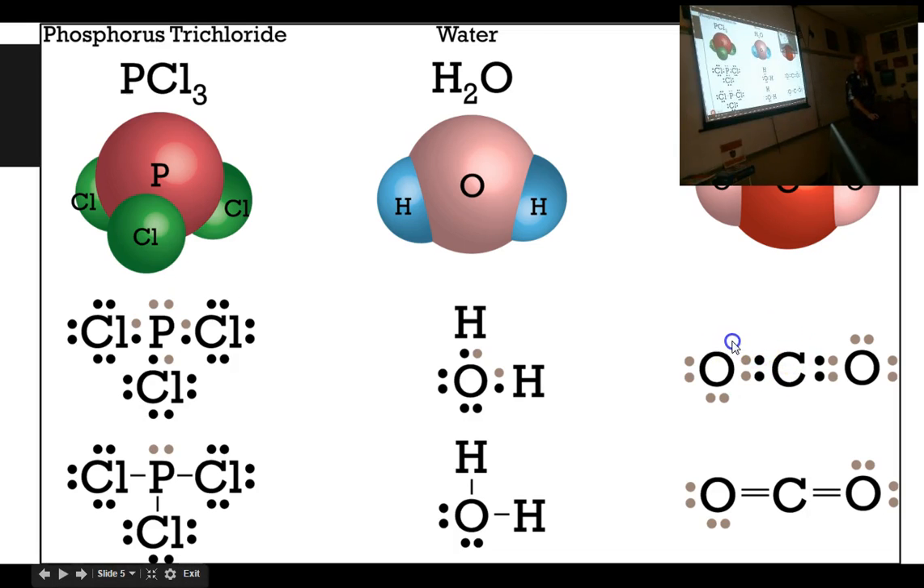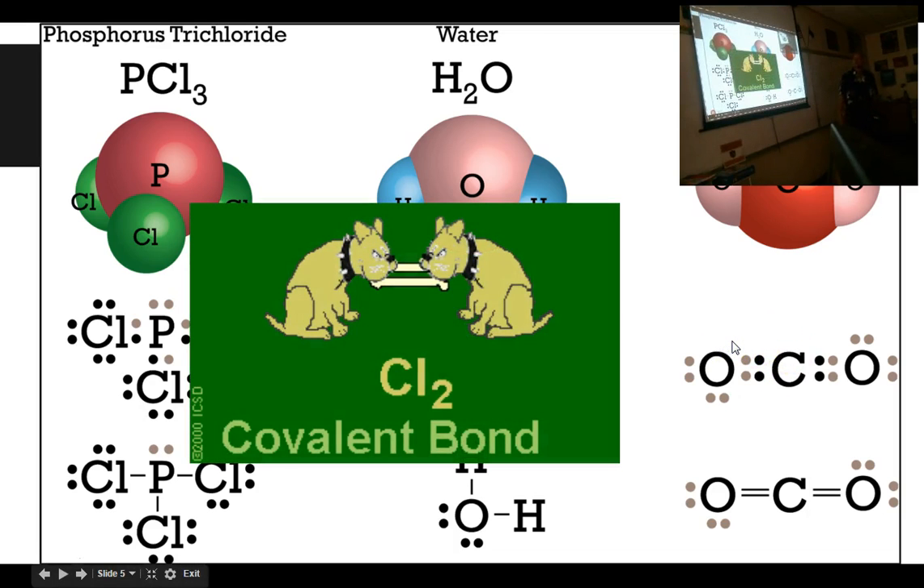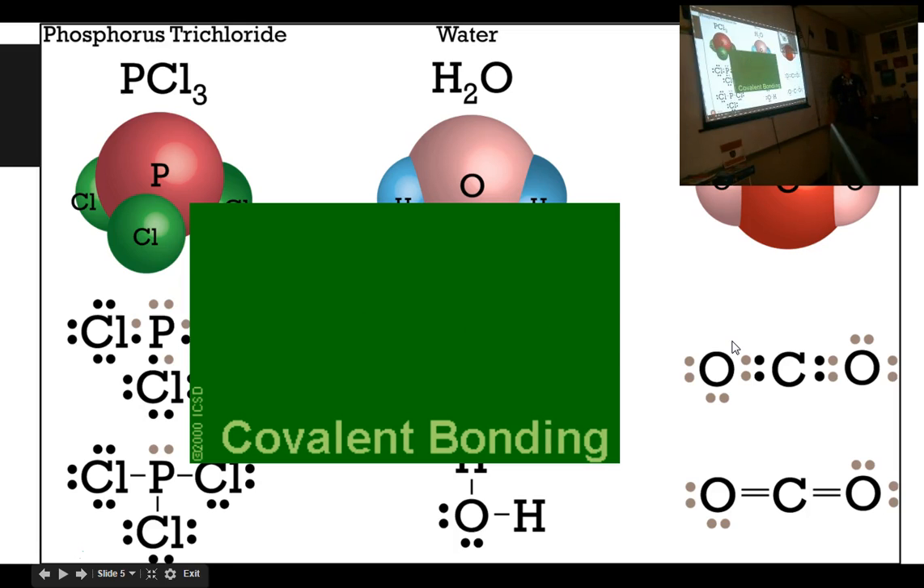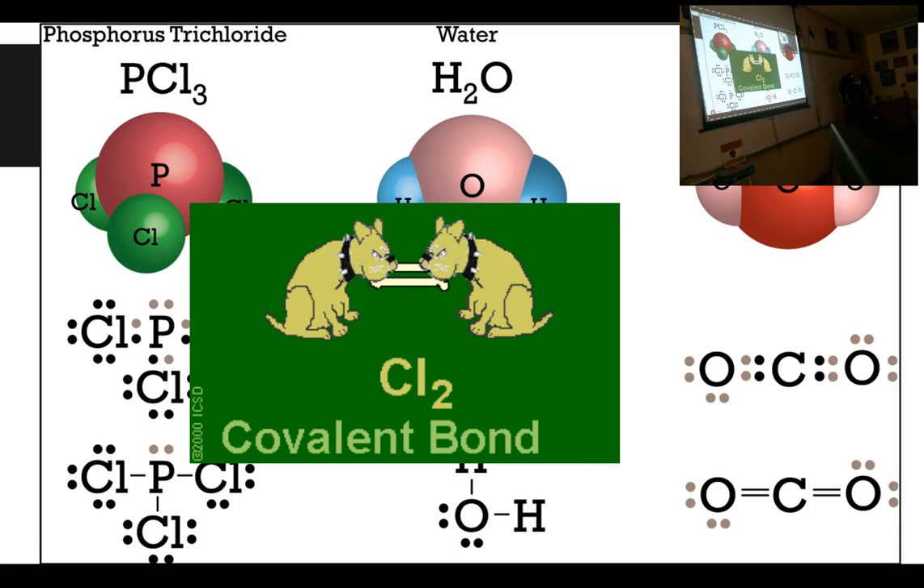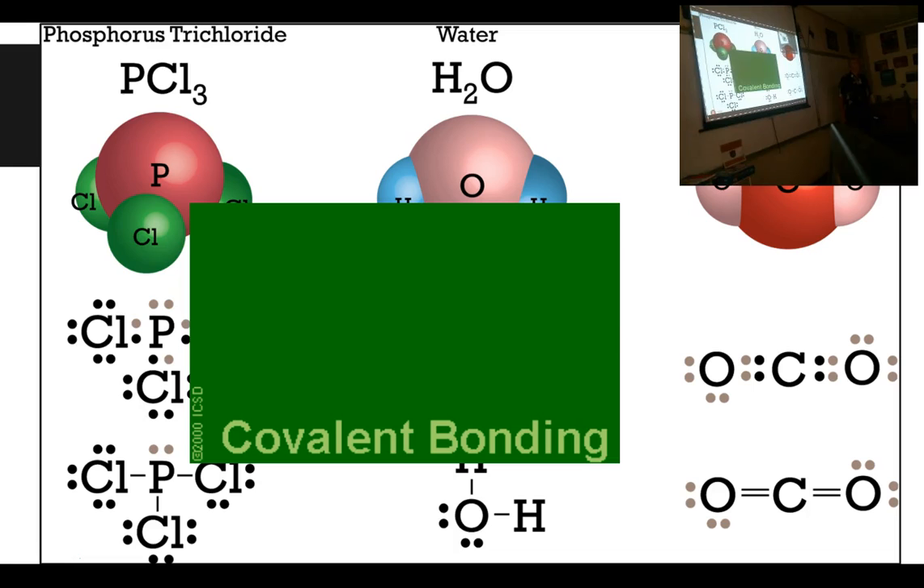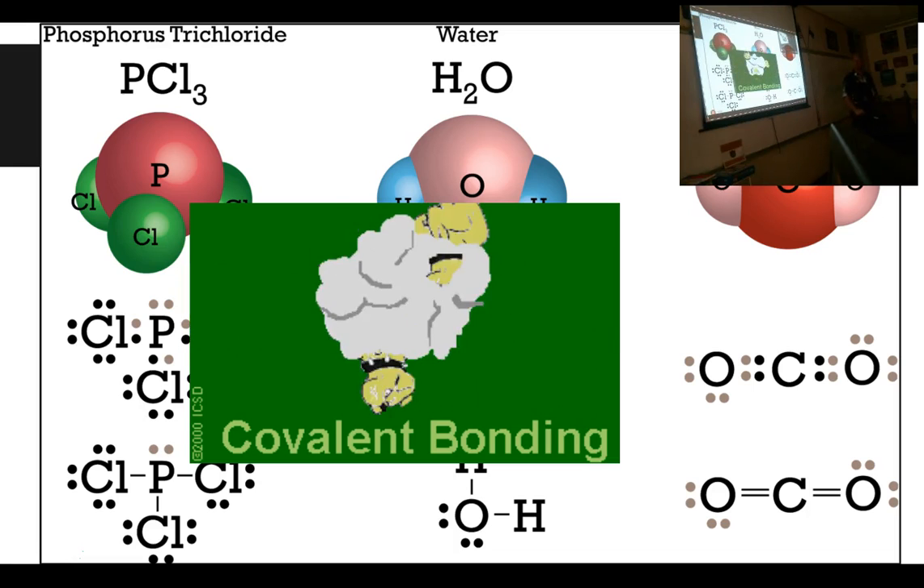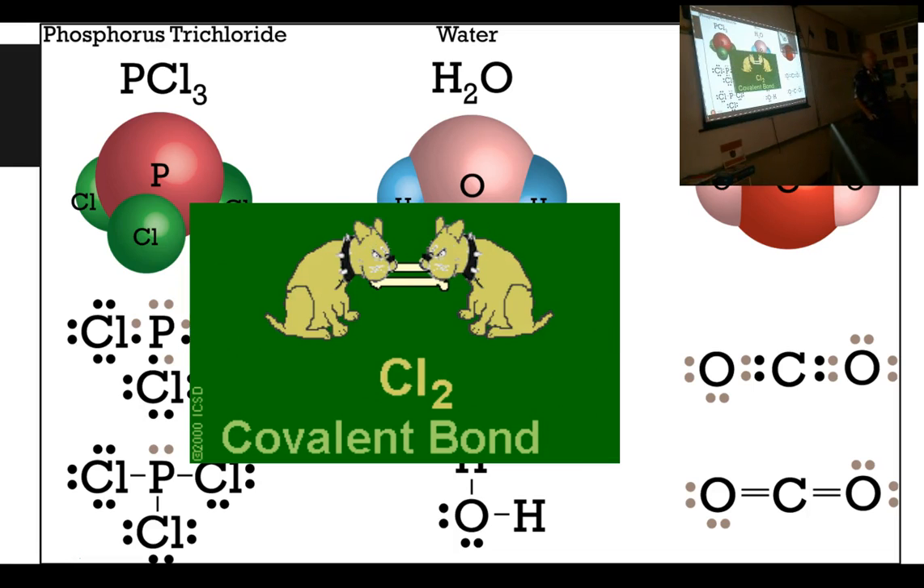All right? Now dogs. Okay. So here we have 2 dogs that would both like 2 bones. And they wind up sharing 2 bones each. Okay? So that would be a covalently bonded chlorine molecule. You guys understand the idea?